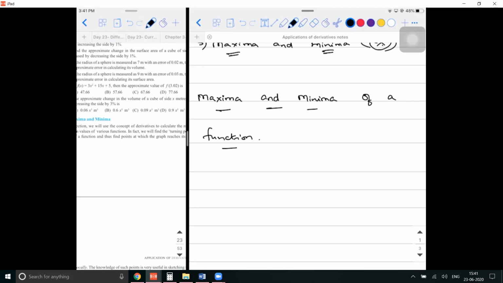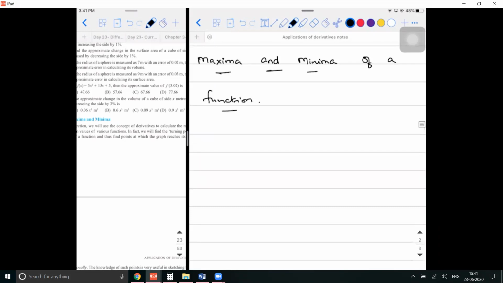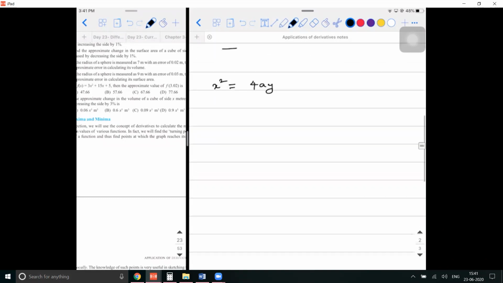If you want to visualize what this maximum or minimum is, I can take a simple example, like a parabola. If I ask you what is x square is equal to 4ay, what will you say? It is going to be a curve. It is going to be a parabola in the upward direction, right? It is an upward parabola with the origin as the vertex. You're supposed to know these points, because in applications of integrals you need to draw the graphs. Have this in your mind. So this is the graph for x square is equal to 4ay.